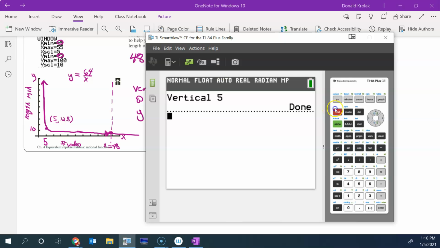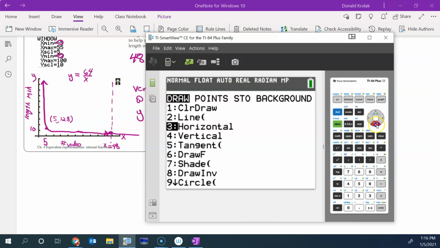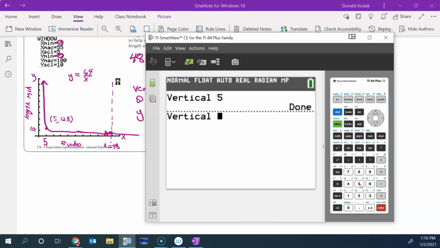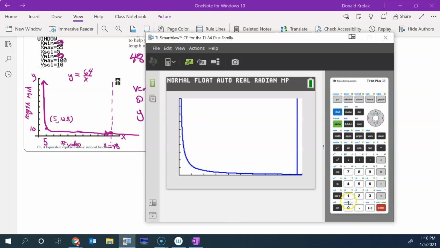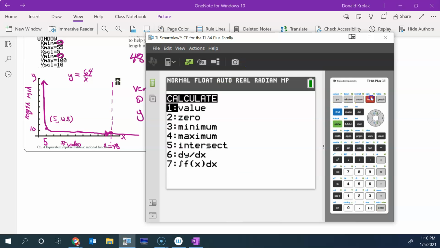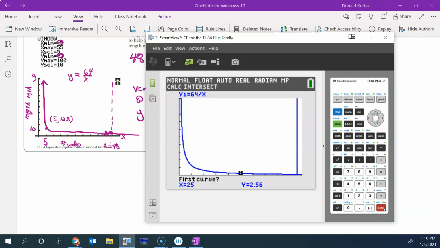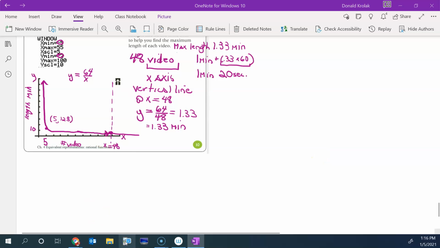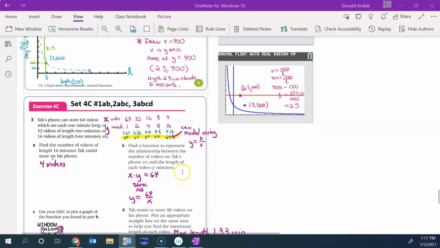Clear. Vertical. B. Calc. Intersect. I want to see right there.